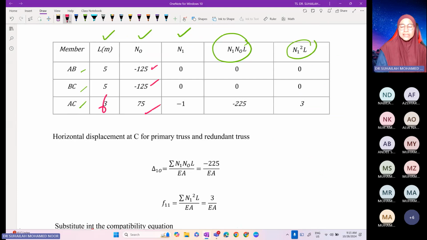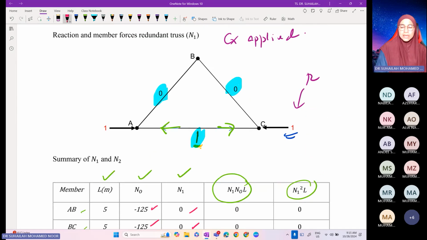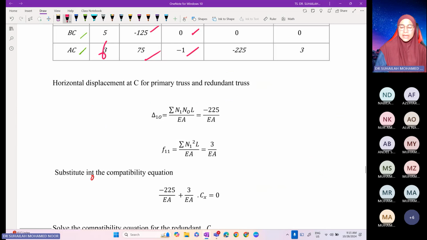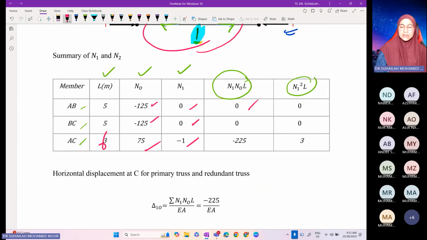Okay, for AB, BC, for N1, sini 0, 0. And AC negative 1. Ini negative 1. Okay, sign dia negatif, negative 1. So kirakanlah sini 0 sebab ada 0. Ni pun 0. So kita dapat nilai AC only. It is 6 times 75. Cuba check balik jawapan ni salah ni.